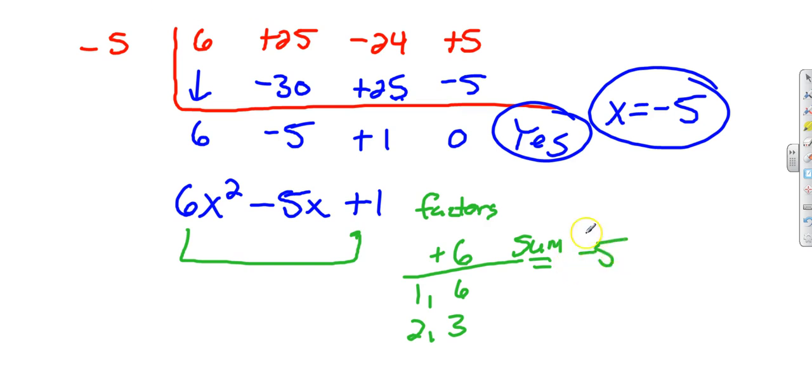Because this b term is negative, the sign with the bigger number has to be negative. And if you do a positive divided by a negative, that makes this one a negative also. So in this case, they're both negatives, because a negative times negative would make it a positive. The ones that would add up to negative 5 would be the 2 and the 3.